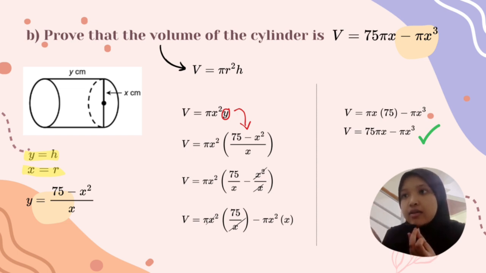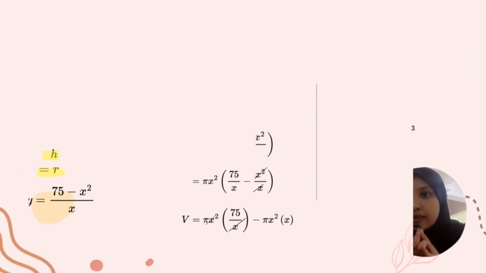Step 2, substituting y into the volume formula. Step 3, simplifying the volume expression. Number 1, distribute πx² inside the parentheses. Number 2, separate the fraction into two terms. Number 3, eliminate x in the simplification process because it appears in both the numerator and denominator in the fraction. So we have derived and proved that the volume of the cylinder is V = 75πx − πx³.